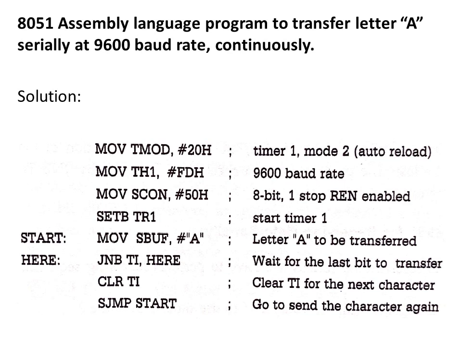After the completion of the transmission of the information contained in SBUF, TI sets, and after that we clear it by CLR TI. And then the next instruction is SJMP START, which moves to MOV SBUF, #'A'. Again the second letter, that is A itself, will be transmitted in this manner. So if you execute this program, it transmits the letter A continuously through serial communication.